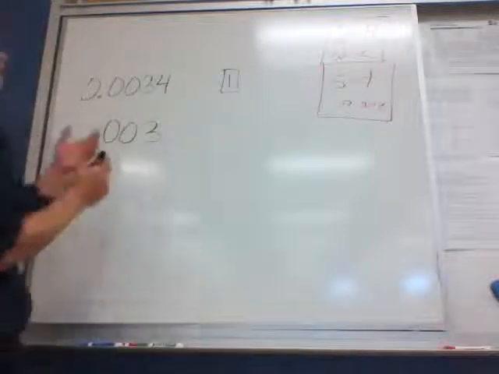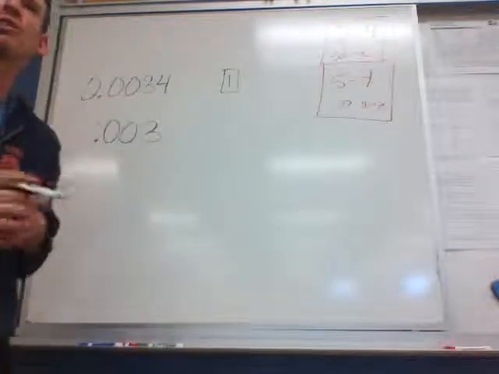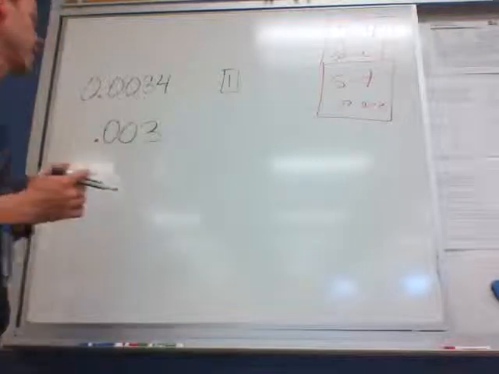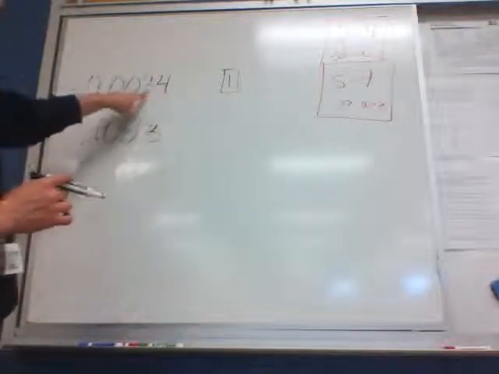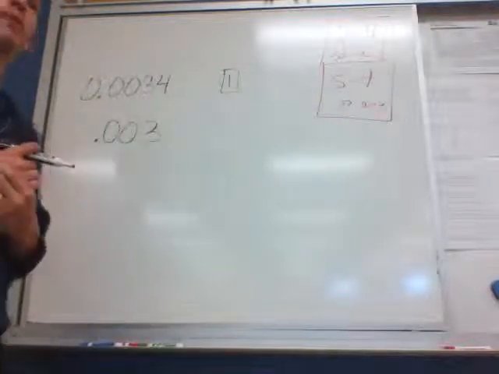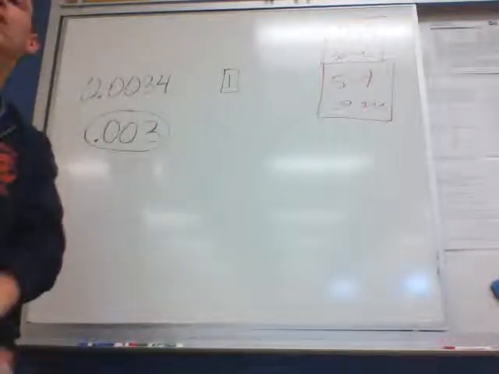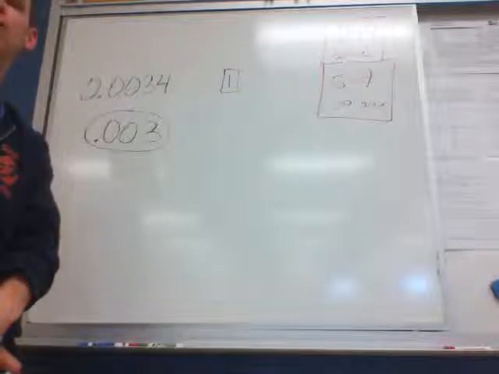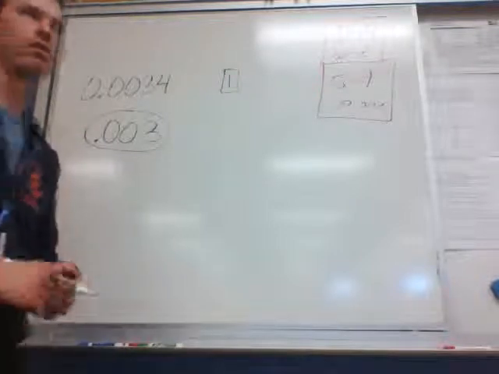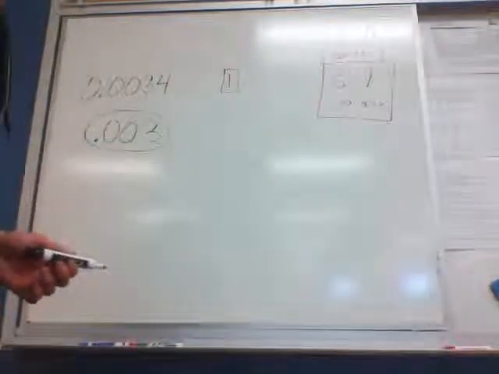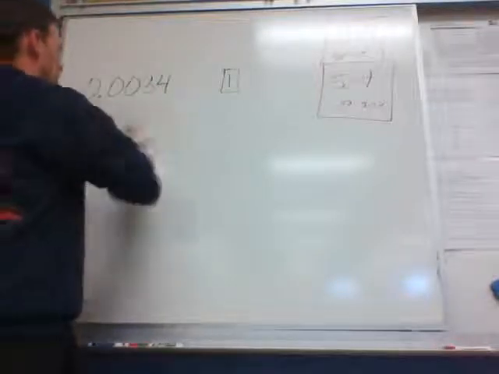So we're going to keep these other non-significant zeros because it will make the number make sense. This 4 can influence that 3. What will it do to the 3? Nothing. There is 1 significant figure. Keep going.